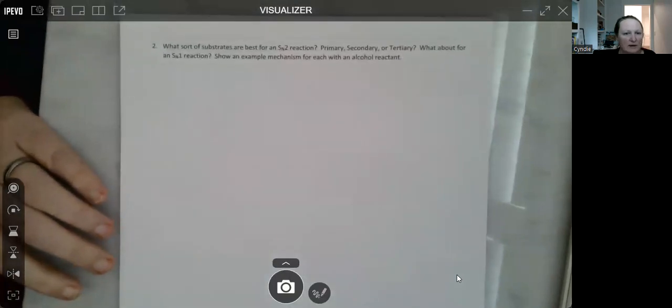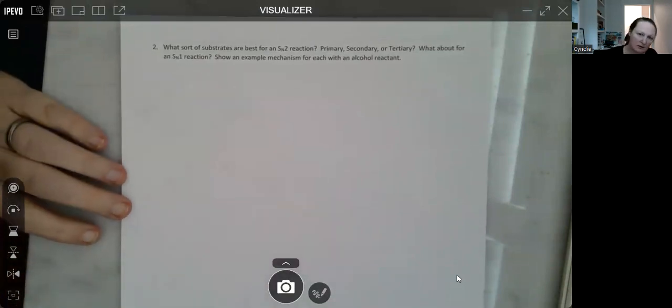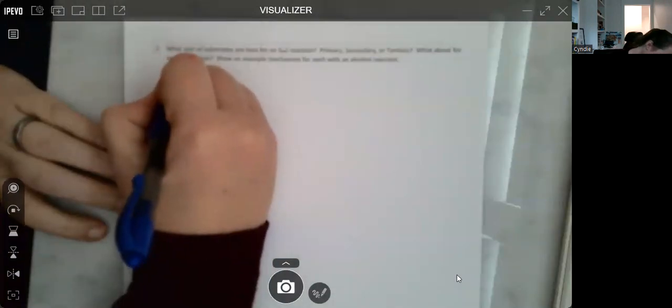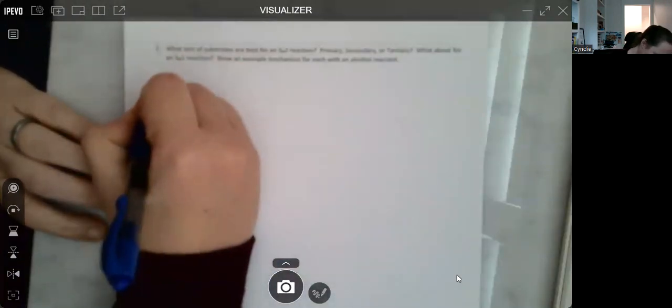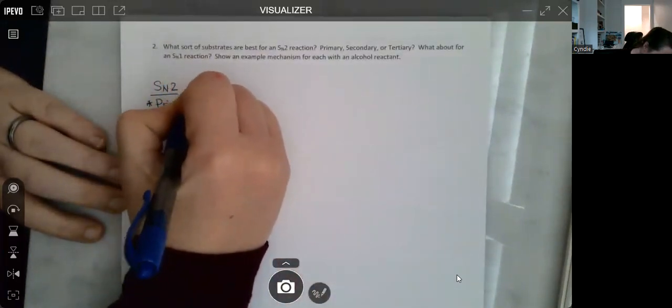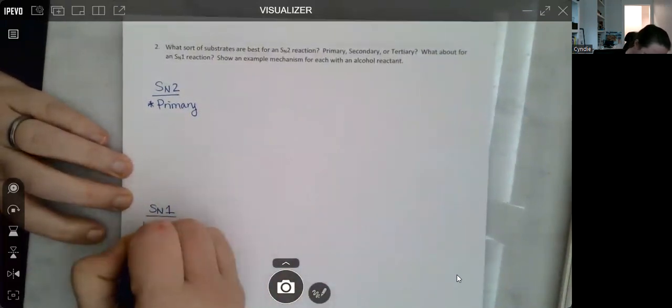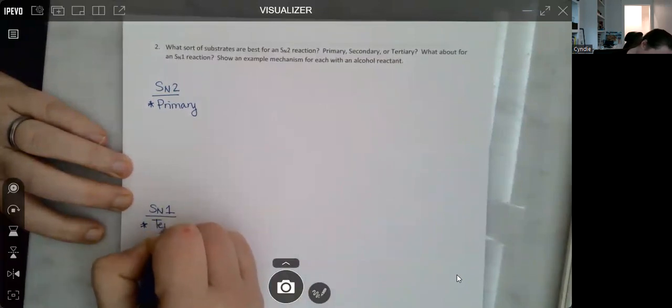Second question, what sort of substrates are best for an SN2 reaction? Primary, secondary, or tertiary? What about an SN1 reaction? Show an example mechanism for each with an alcohol reactant. Okay, so for an SN2 reaction, the best substrate between these choices is primary. And for SN1, the best would be tertiary.